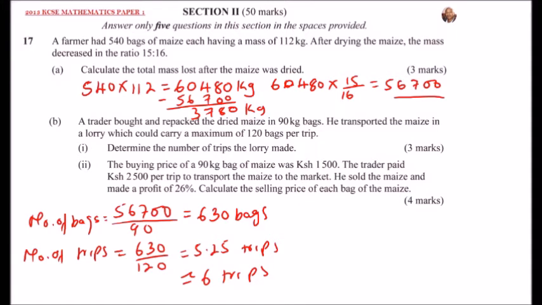So we go to part B, Roman number 2. The buying price of a 90 kg bag of maize was 1,500 Kenyan shillings. The trader paid 2,500 per trip to transport the maize to the market. He sold the maize and made a profit of 6%. Calculate the selling price of each bag. So we can be able to do that.